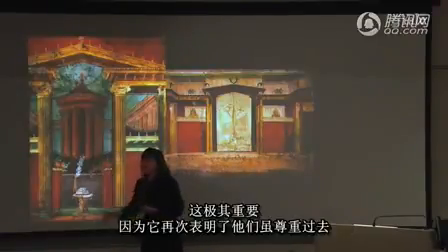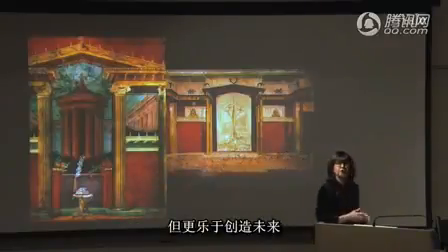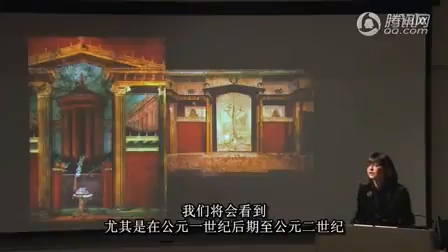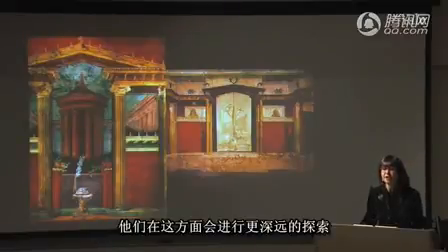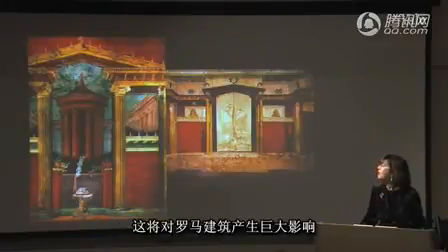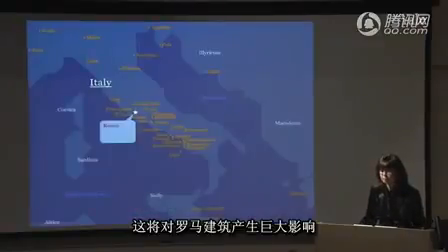It's extremely important because it shows again that although they revered the past, they were willing to look forward to the future. And we're going to see, especially in the late 1st century AD into the 2nd century AD, further exploration of that kind of thing. And it's going to have a huge impact on Roman architecture.